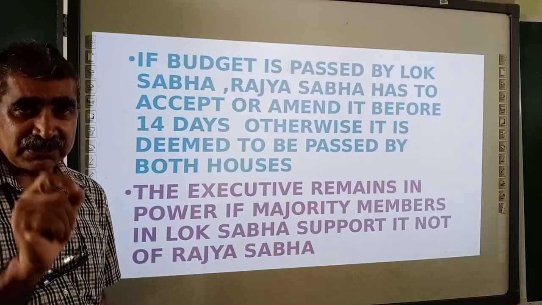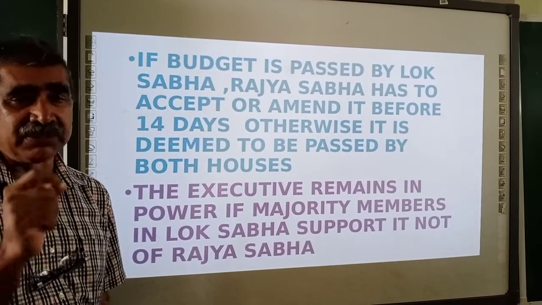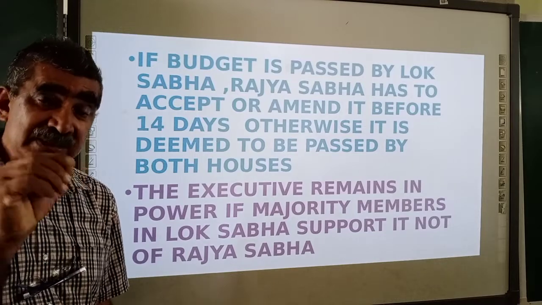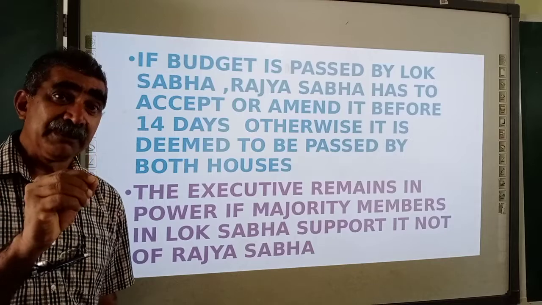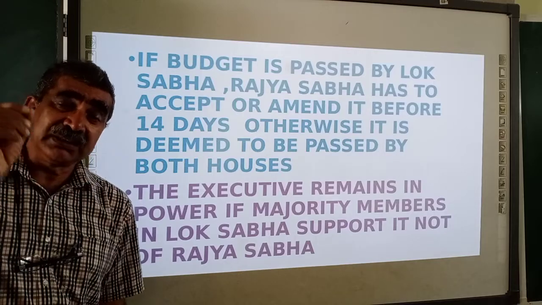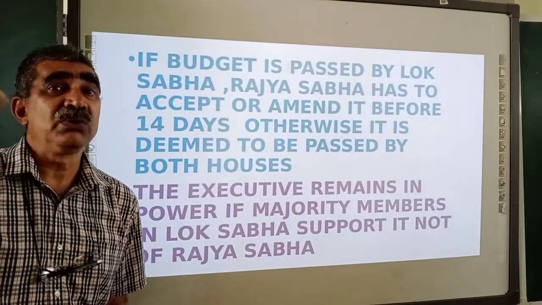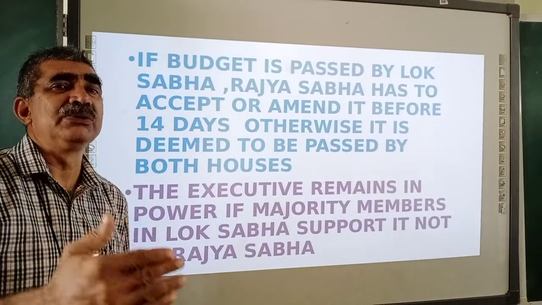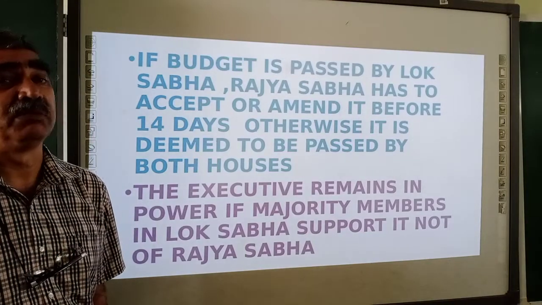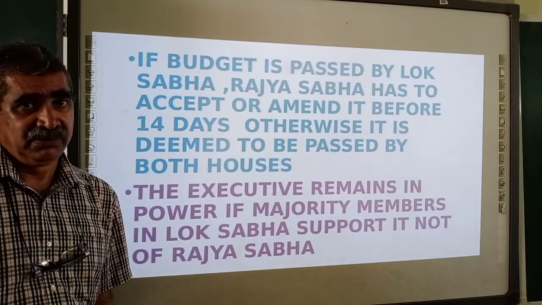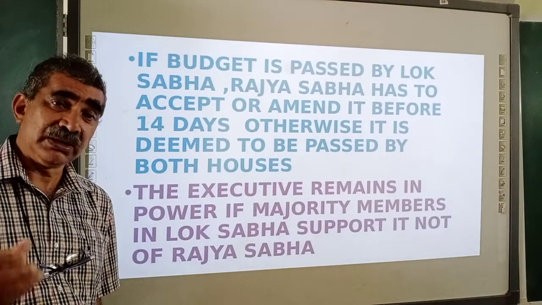So, by 31st March the budget will be passed by the Parliament. If they are not able to pass it, they pass a vote on account, which means they permit the government to spend money as per the permission Parliament gave last year. That's vote on account, just for day-to-day activities. Because without the permission of the Parliament, they cannot spend the money.